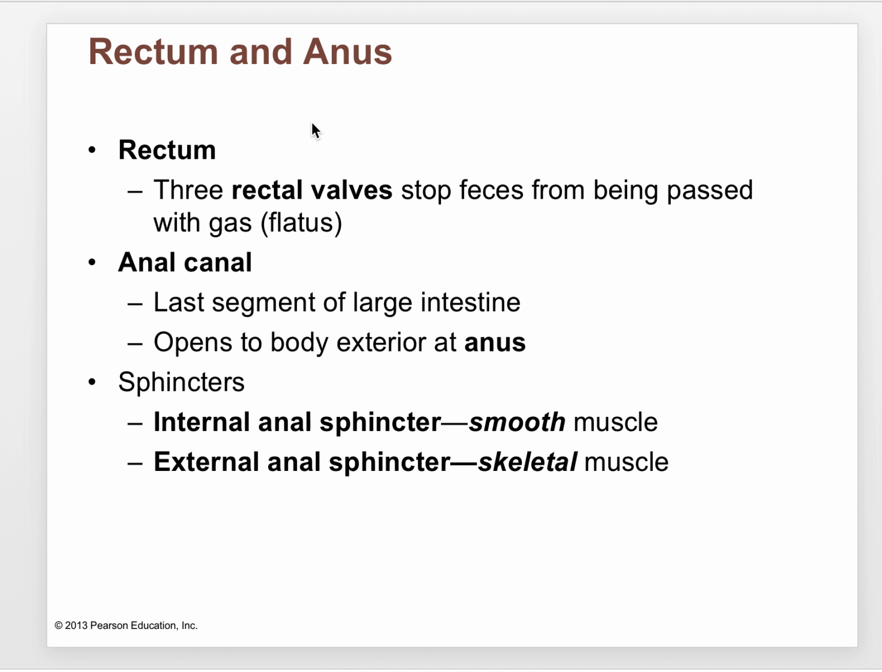Now into the rectum, there's 3 rectal valves that stop feces from being passed with gas. And the anal canal is the last segment of the large intestines. It opens to the body exterior at the anus. There's 2 anal sphincters. There's a smooth muscle sphincter, which is involuntary, and there's a skeletal muscle sphincter, which is voluntary.